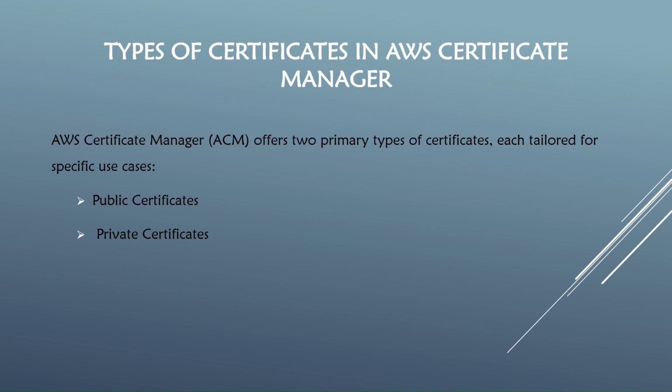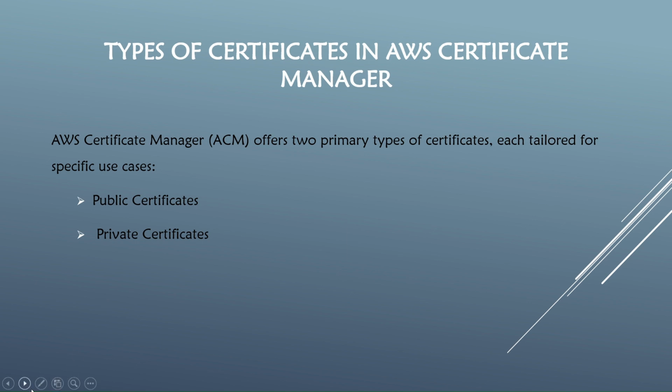So it is used for internal applications like intranet websites, securing communications between internal microservices or APIs, device authentication, and IoT systems. For example, an organization hosting an internal HR portal or securing communication between its backend microservices can use ACM Private Certificate Authority to issue private certificates. This is all about private certificates and public certificates.